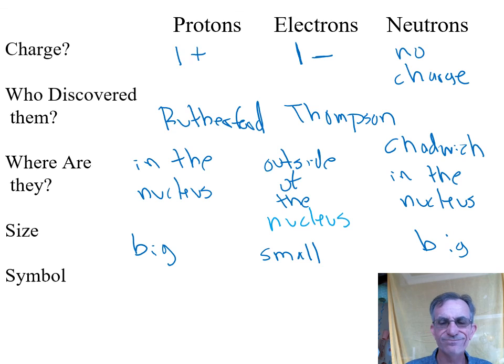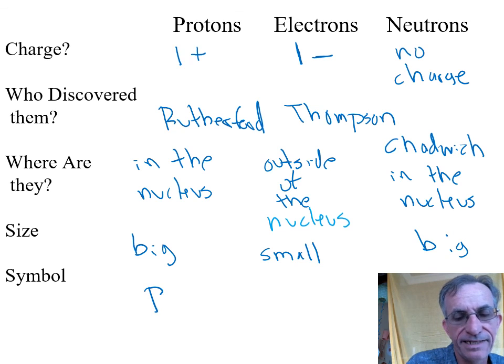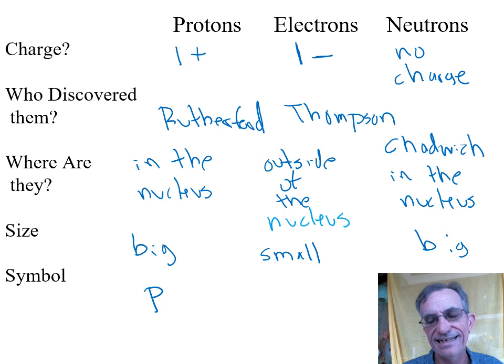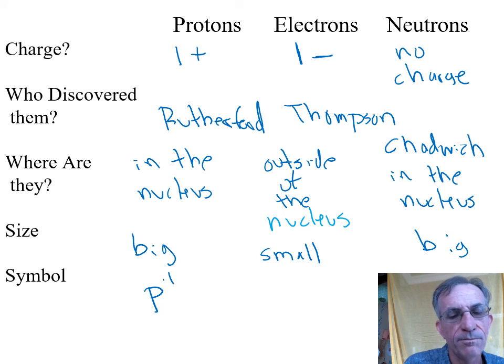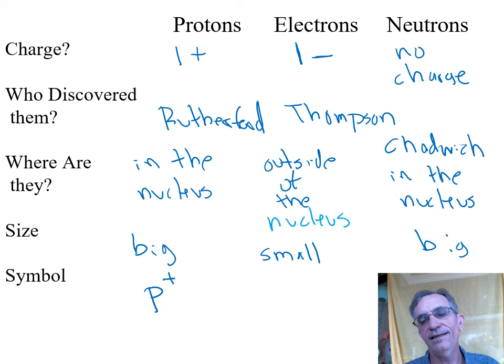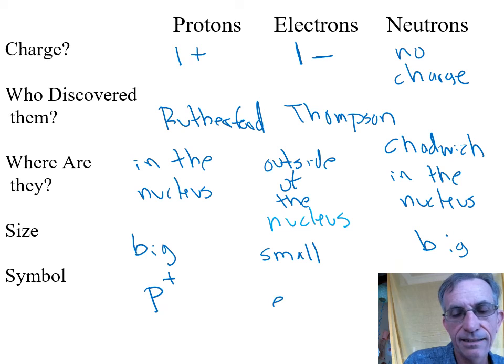One last thing: typically, instead of writing the words protons, electrons, and neutrons, we like to use symbols, shorthand. Everything's got shorthand. This is one case where chemistry almost makes sense. The symbol for a proton is a P. We like to emphasize that it has a positive charge, so you might see a P with a little plus sign in the top corner. Electrons are E.